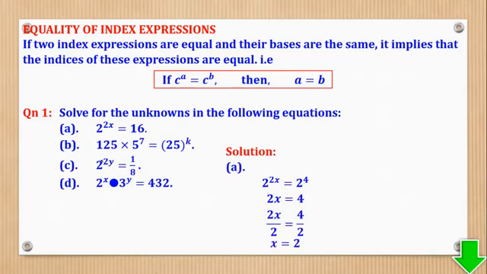Then for this part B, still you are going to prime factorize. 125 becomes 5 to the power 3. 25 becomes 5 to the power 2.